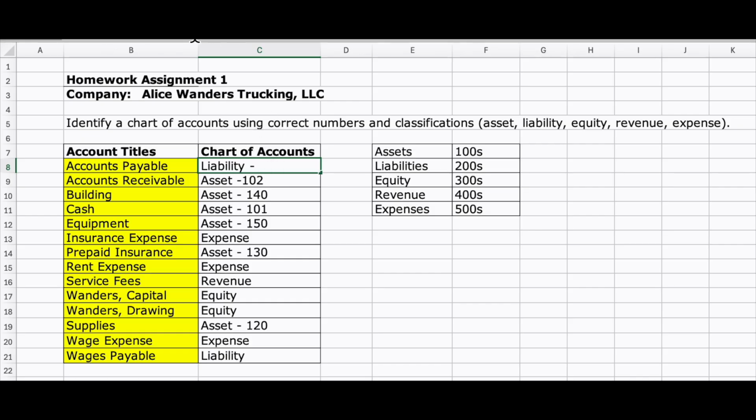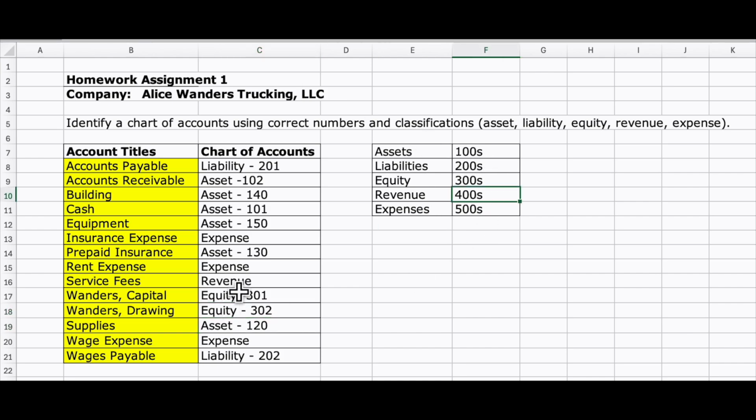So we'll start at the top of the chart here, and we'll say that this is 201. That's a usual number for a lot of companies for accounts payable, 201. And the only other liability on this list is wages payable. So let's just number that one 202. Next on the list is equity. And so we're going to do that in the 300s. So we'll do capital first and number that one 301. And we'll do Wander's Drawing at 302.